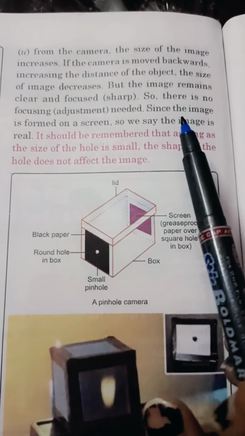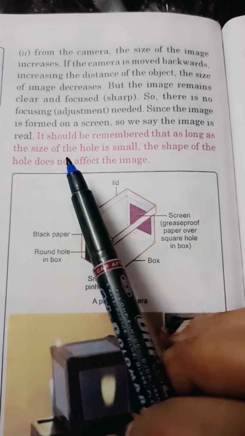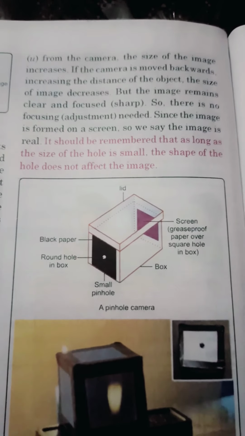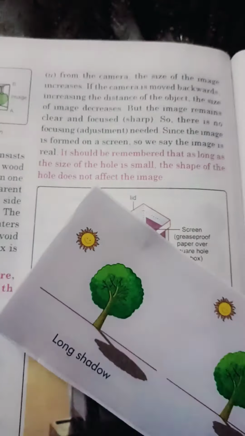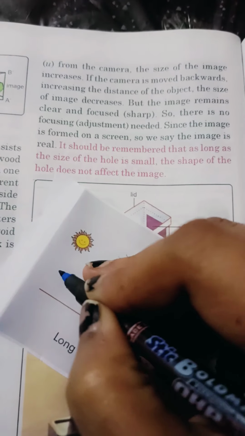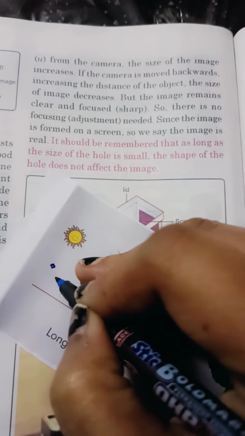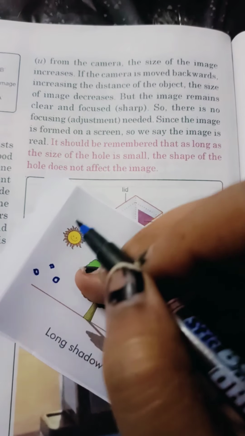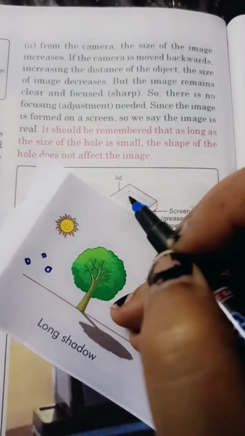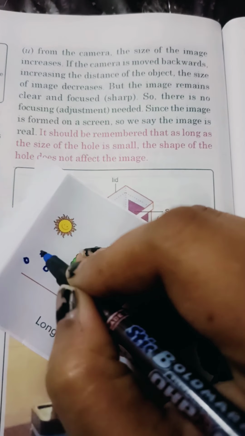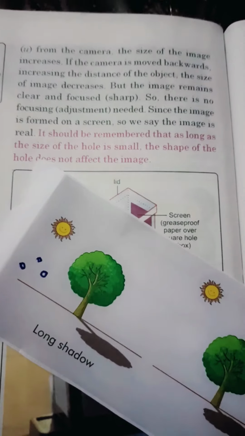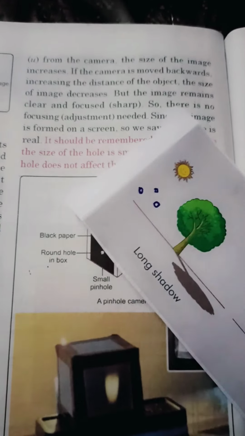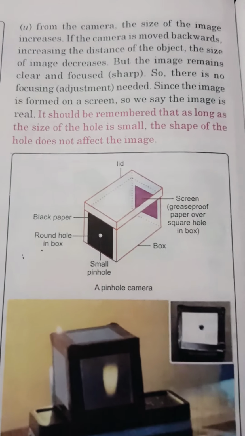It should be remembered that as long as the size of the hole is small, the shape of the hole does not affect the image. It means, while making the shape of the hole, we might cut it in this shape or maybe in this shape, which is not a perfect circle. In a perfect circle the image will be perfect, right? But even in these shapes the image will be perfect. It means the shape of the hole will not affect the shape of the image, okay.